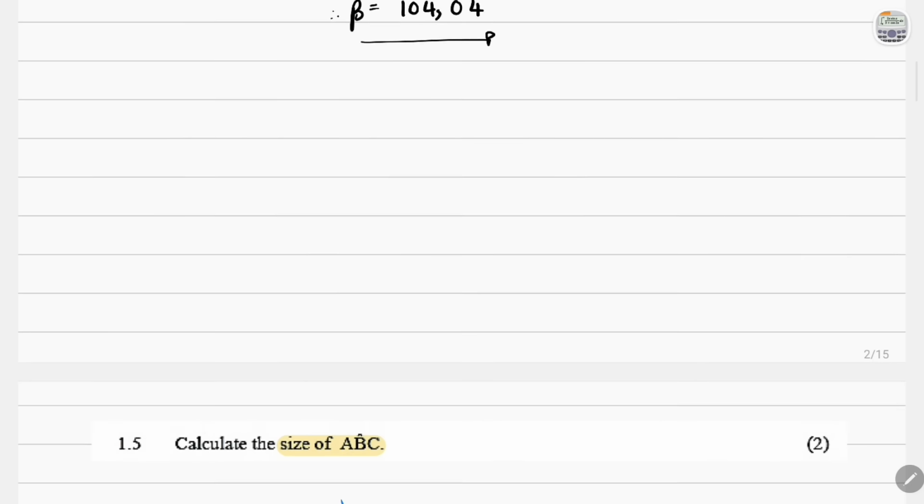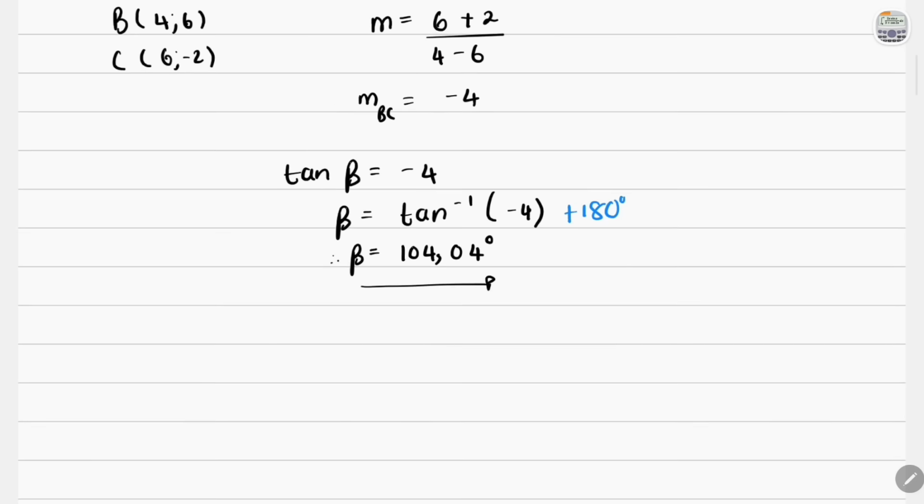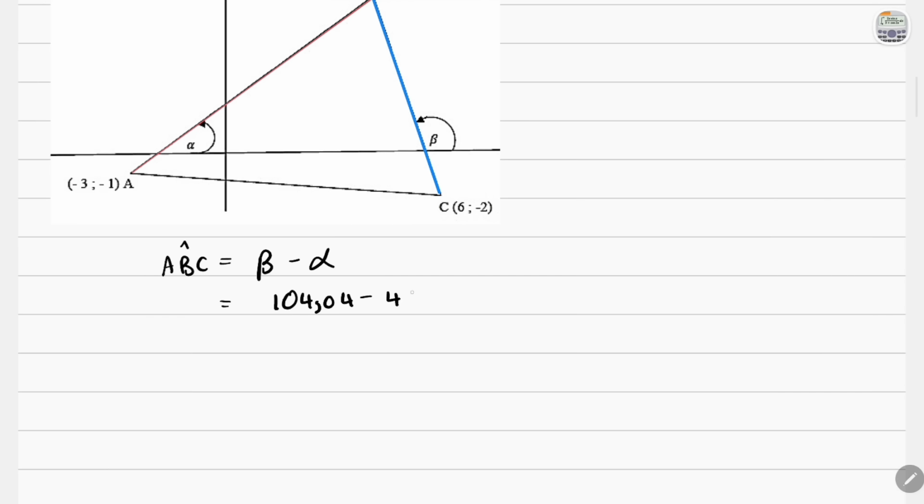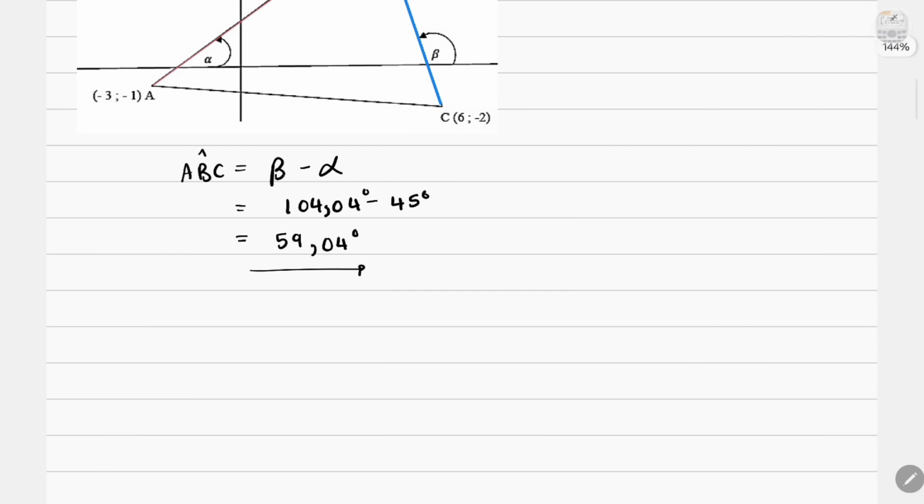So 104.04 minus, and we have alpha, which is 45 degrees. And this is all we need to find. Let's go ahead and find that. And our answer is 59.04 degrees. And that is it for this question. Moving on to the next question.